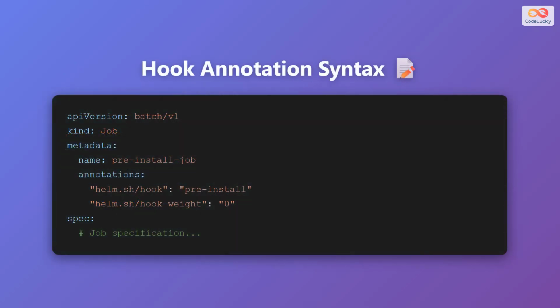To create a hook, you add special annotations to your Kubernetes manifest. Here's an example showing a job resource configured as a hook. You specify the hook type using the helm.sh/hook annotation, setting its value to pre-install. The hook weight annotation controls execution order, which we'll discuss next. Notice that hooks are typically implemented as Kubernetes jobs, though you can use other resource types as well. The syntax is straightforward, making it easy to convert any regular Kubernetes resource into a hook.